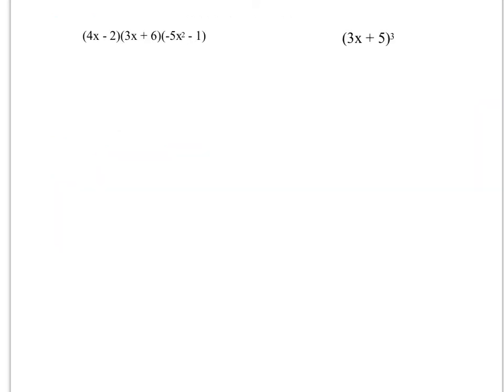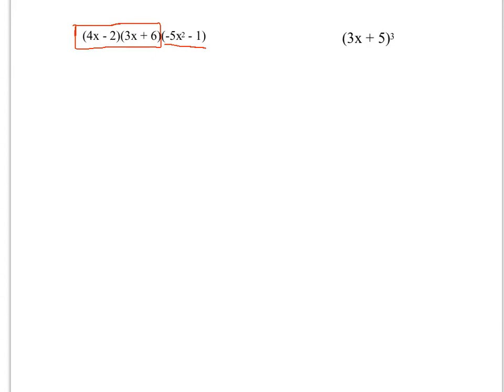In this next one, please notice that we have 3 sets of binomials. 4x minus 2, 3x plus 6, and then negative 5x squared minus 1. So what we're going to start out with is we're just going to go ahead and FOIL any of the two. And I'm just going to pick this first two. I'm going to ignore this third one. I'm going to bring it down later.